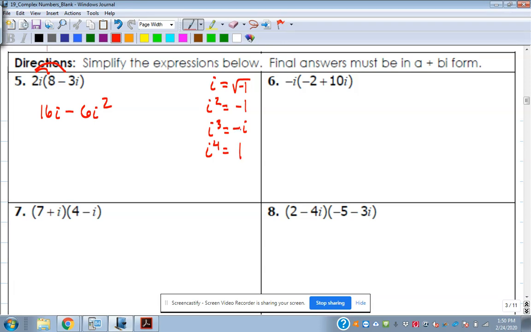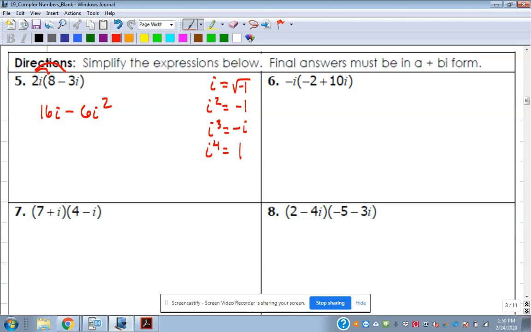Remember, we talked about that last week, that the definition of i is the square root of negative 1. Then i squared turns into negative 1. And then i cubed turns into negative i. And i to the 4th power is positive 1. And anything bigger than that, it starts repeating. And we divide by 4 and get the remainder.